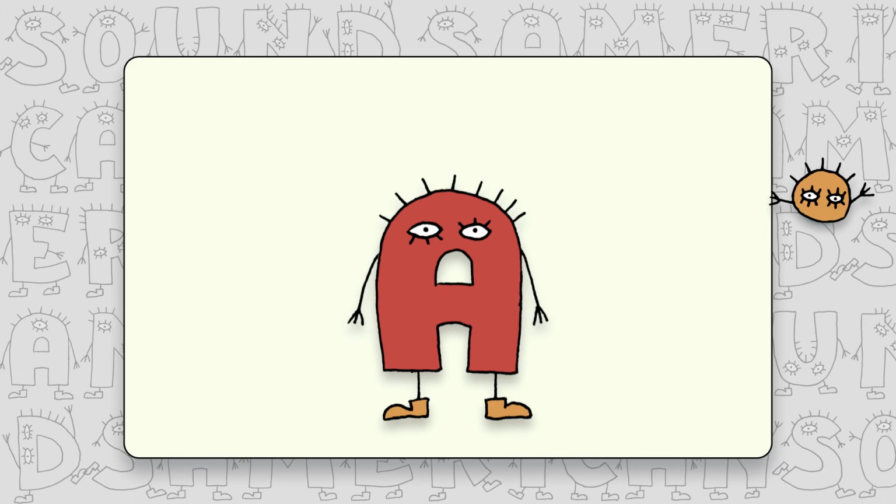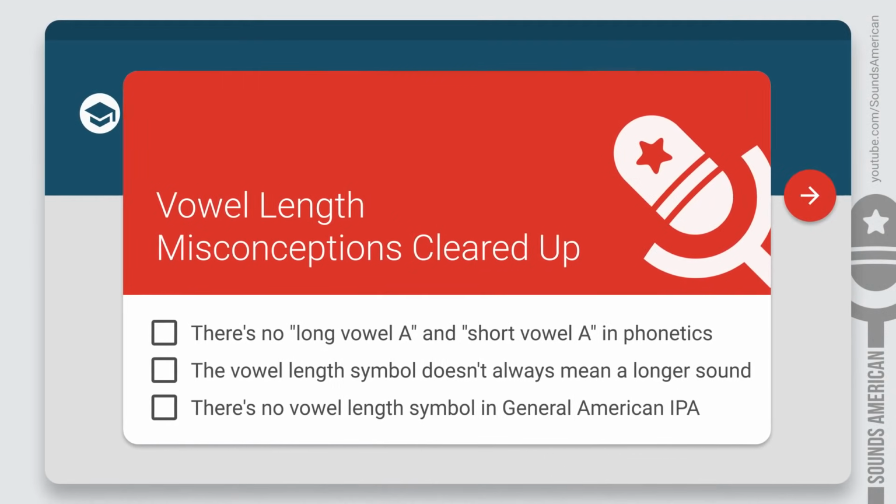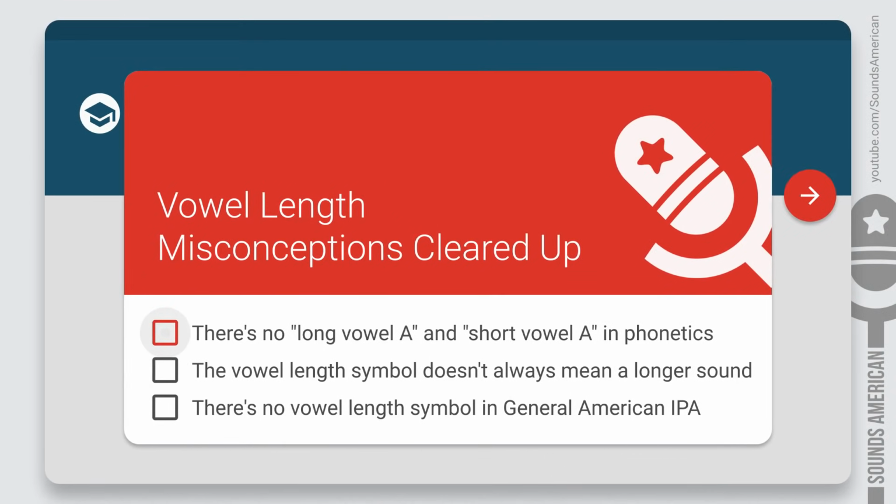All right, now let's summarize what we just talked about. Remember, there are no such things as the long vowel A and the short vowel A in phonetics. It's an oversimplification that could be misleading. Beware of the vowel length symbol. It doesn't always mean that you need to pronounce a longer vowel. Use an American English dictionary. There's no vowel length symbol in General American English transcription.